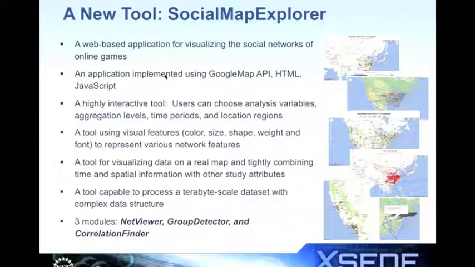The new tool, we name it Social Map Explorer. It is a web-based application, and it is implemented using Google Map API, using HTML and JavaScript. It is a highly interactive tool. The user can select many variables and parameters based on their interest. This tool uses visual features like color, size, shape, weight, and font to represent network features.